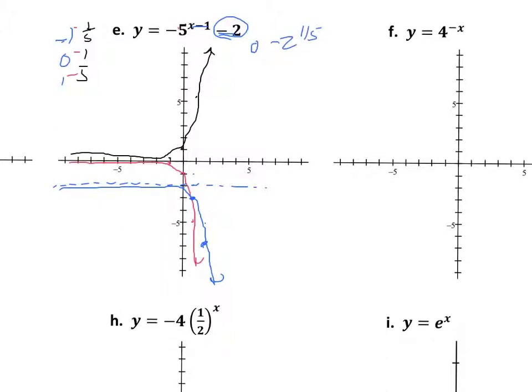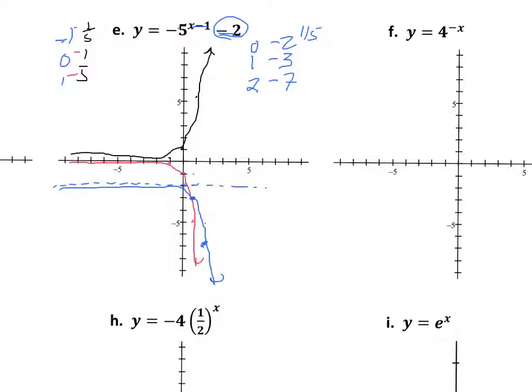I go from 0, I add 1 to that, so that gives me 1, and then I go from negative 1 down 2 to negative 3. Then I go from 1, I add 1 to that, it gives me 2, and I go from negative 5 down 2, which gives me negative 7. There are your 3 new points right there.